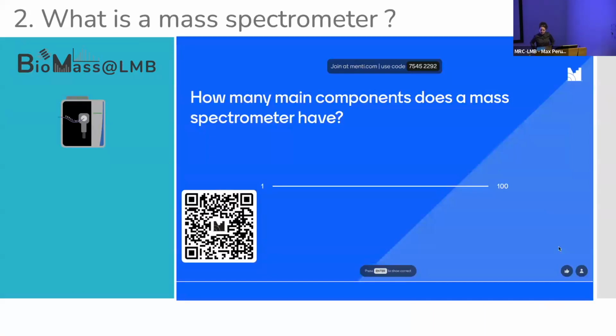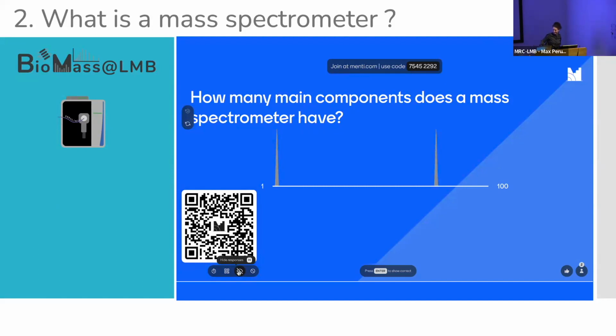Right, so second question, for the ones who just arrived, you can use the QR code in your cell phones if you have. If you don't, don't worry, this is just to make things slightly more fun. So now my second question to you is, how many components does a mass spec have? And you can just go wild here.